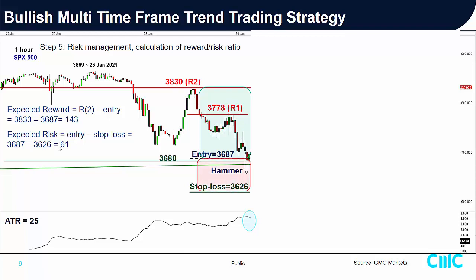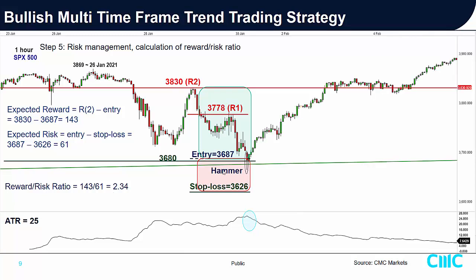So to calculate the reward risk ratio payoff, I get 143 over 61. That means the expected reward divided by the expected risk is 2.34, which is, I would say, a pretty decent reward risk ratio that we can take in this bullish bias setup, since it's more than 1. Okay, so let's see how the price reacts. It goes up and hits the R2, then thereafter it just consolidates before moving higher.